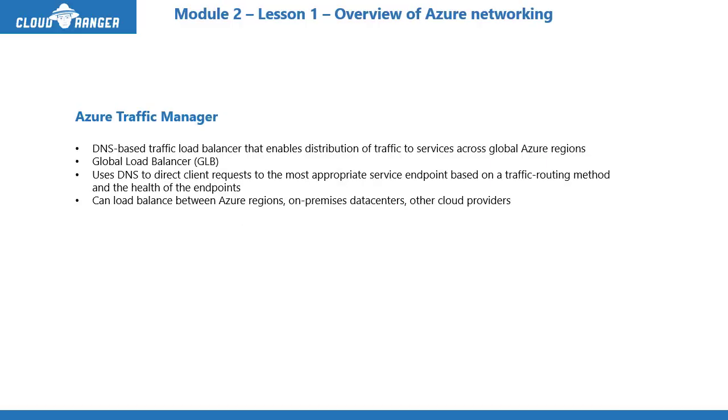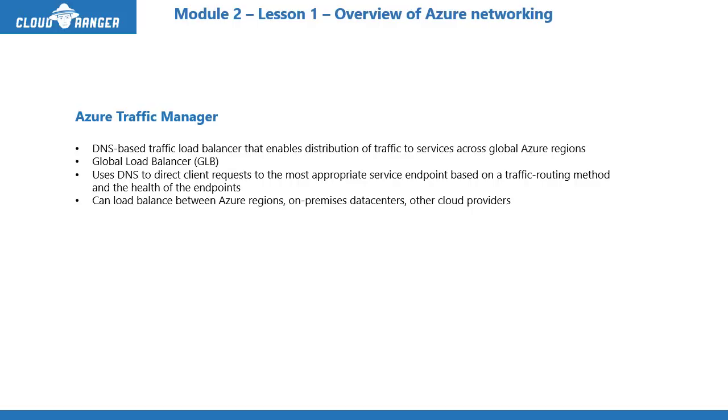Next is the Azure Traffic Manager. If you are used to on-premises global load balancers or GLBs, this is what a GLB is. So Azure Traffic Manager, for everybody else, is a DNS-based traffic load balancer. That enables distribution of traffic to services across global Azure regions. So in my previous lessons, I've talked about different Azure regions. So let's say you have a region in East US and you have another region in West US, and you have resources in both locations. You can have Traffic Manager globally load balance between those two.